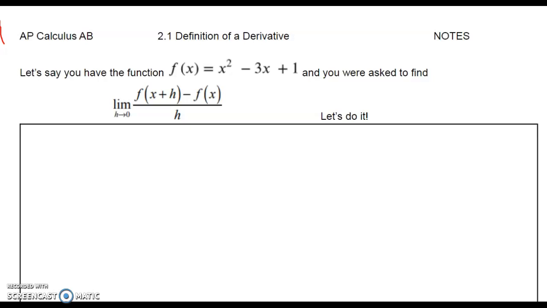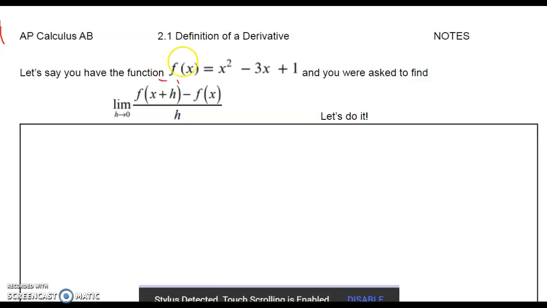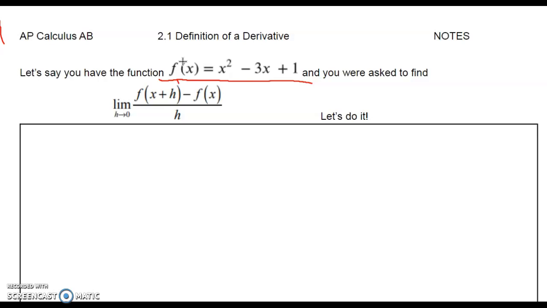So our next unit starts out with the definition of a derivative. And the definition is not like a verbal or written definition. It is a mathematical formula. So let's say we have this function f of x, okay? And we were asked to find the limit as h approaches 0 of f of x plus h minus f of x divided by h.